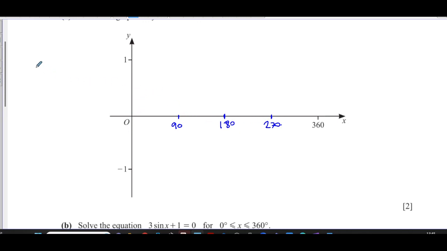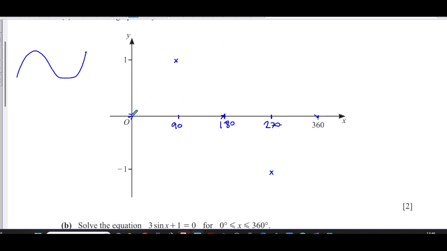Now, the sine curve has this type of shape. It starts from 0, 0. It reaches its maximum value of 1 at 90 degrees. It goes back to 0 at 180, and it goes to its minimum value of -1 at 270 degrees, and then back to 0 at 360. So it's that type of shape. That's how the sine curve looks, and that's how we have to try to draw it as best as we can.